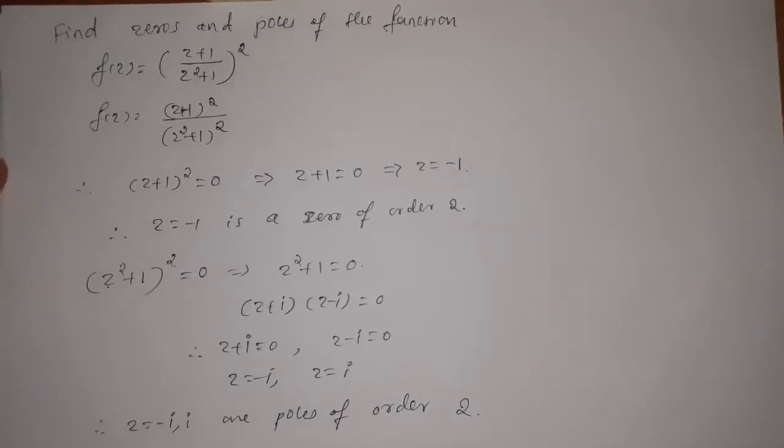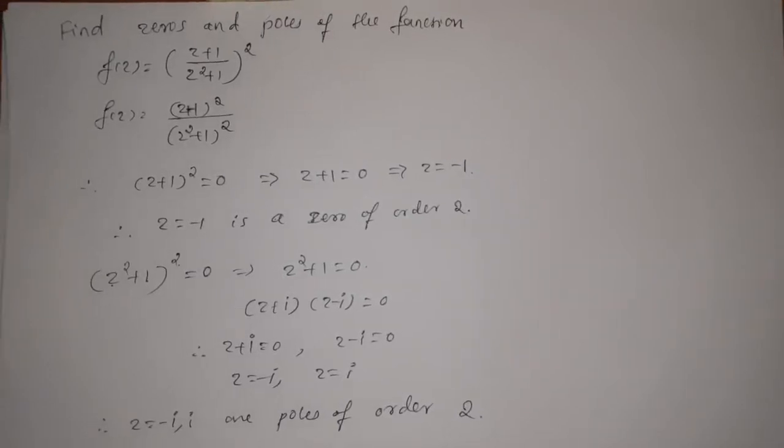So therefore this is about zeros and poles of the function f of z equal to (z plus 1) whole square divided by (z square plus 1) whole square.